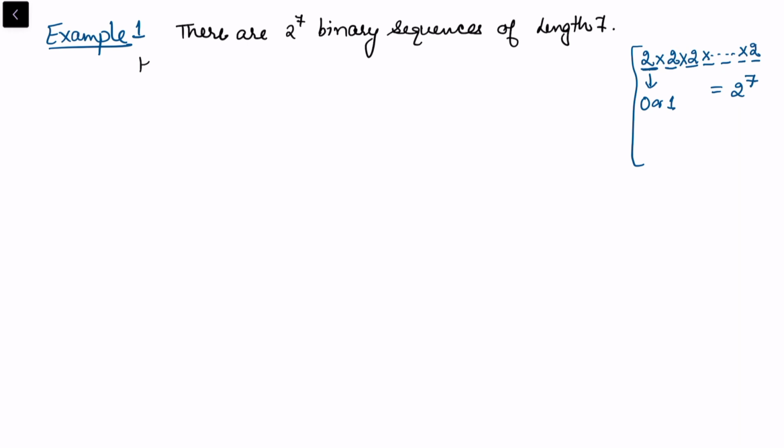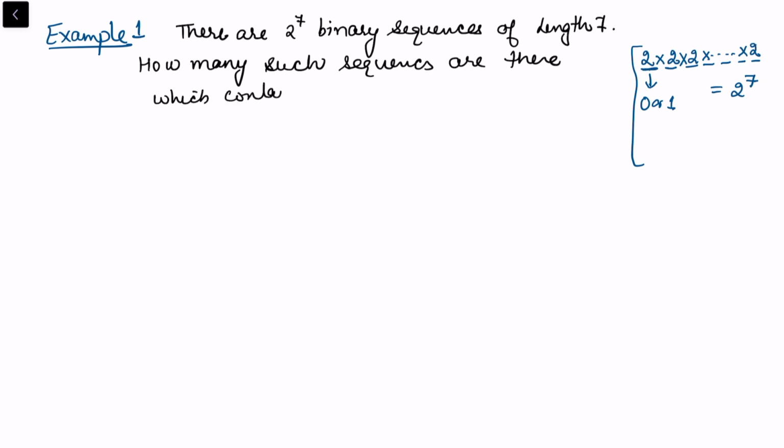Now the question is, how many such sequences are there which contain 3 zeros and 4 ones.